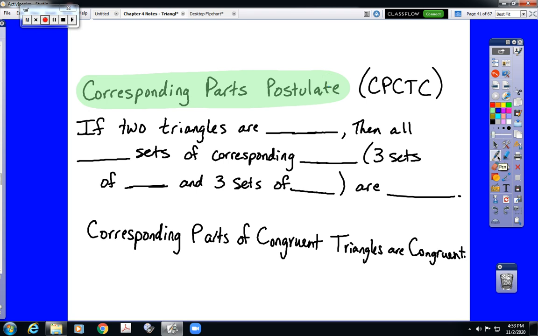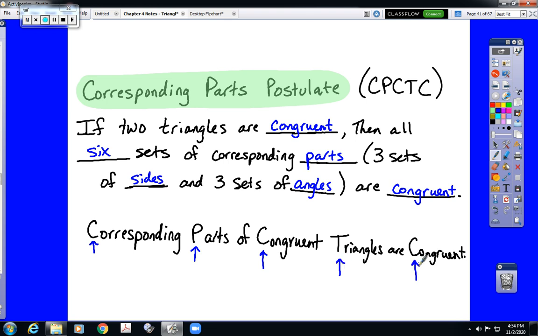The corresponding parts postulate states, if two triangles are congruent, then all 6 sets of corresponding parts, that would be 3 sets of sides and all 3 sets of angles, must be congruent as well. That's what that postulate says. So where does that abbreviation CPCTC come from? Well, it comes from the statement, corresponding parts of congruent triangles are congruent, or CPCTC.